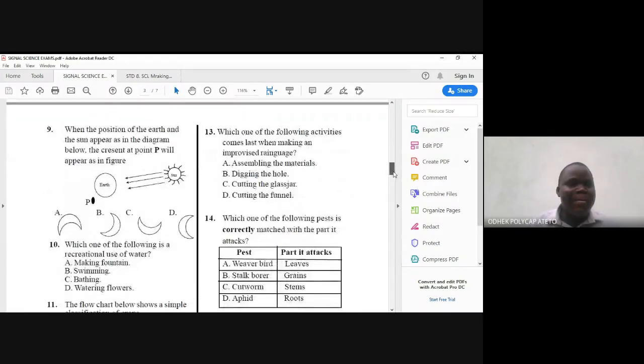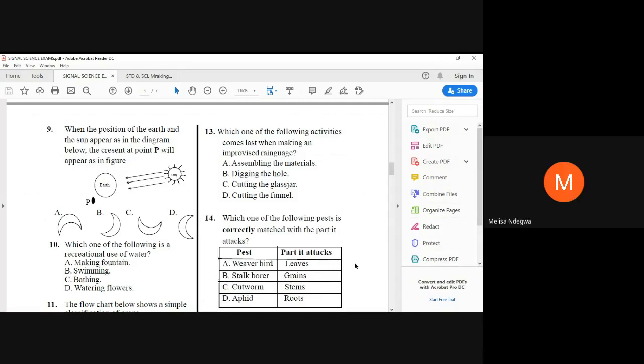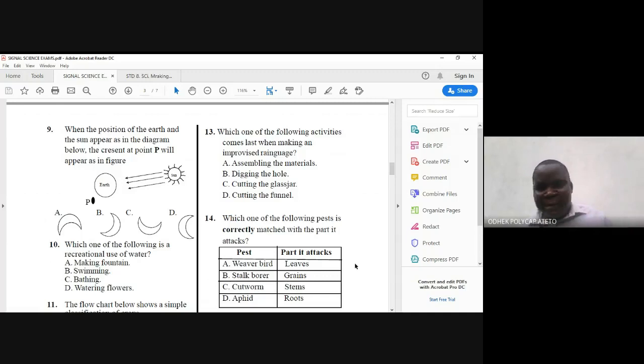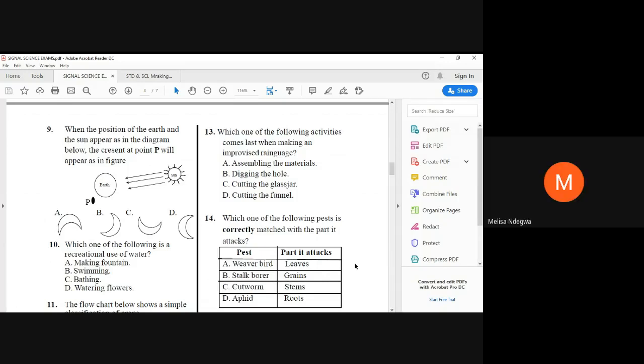Last question. Pick Melissa Wambui very fast. Melissa Wambui. Number 9. Read number 9. When the position of the Earth and the Sun appear as in the diagram below, the crescent at point P will appear as in figure.